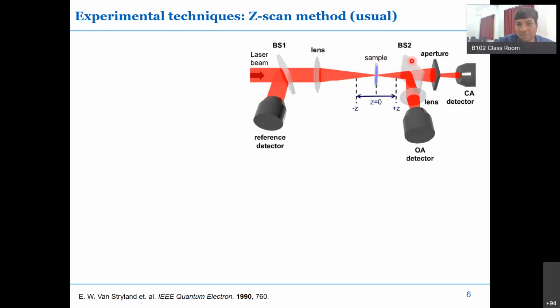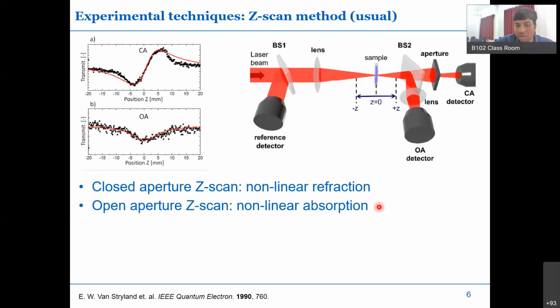Again, you put a beam splitter, and the beam will be separated into one beam going towards the CA detector and the other towards the OA detector. This is where your sample is located, where the focus is going to be z equal to 0, and it will be moved from minus z to plus z. During this time, we will be estimating the intensity values at the closed apertures as well as open apertures.